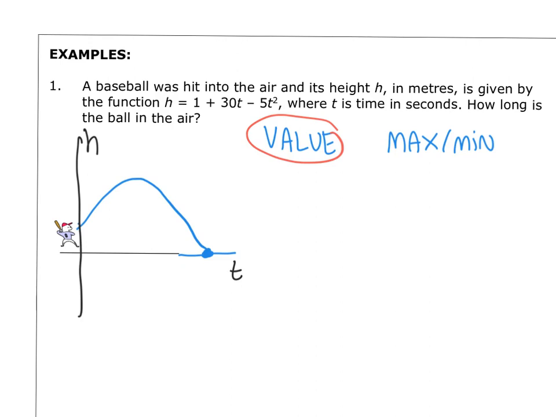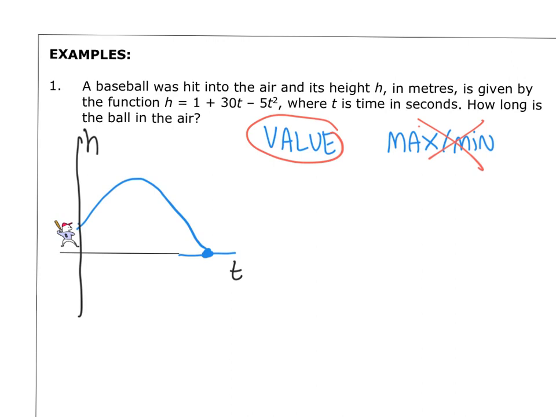We are not asked when the ball reaches a maximum height, or what the maximum height of the ball is. We're not interested in the maximum. So it is not a maximum or minimum question. Usually maximum and minimum questions are easier to spot because they'll have the word maximum or minimum in the question or other similar wording such as the greatest or the least.